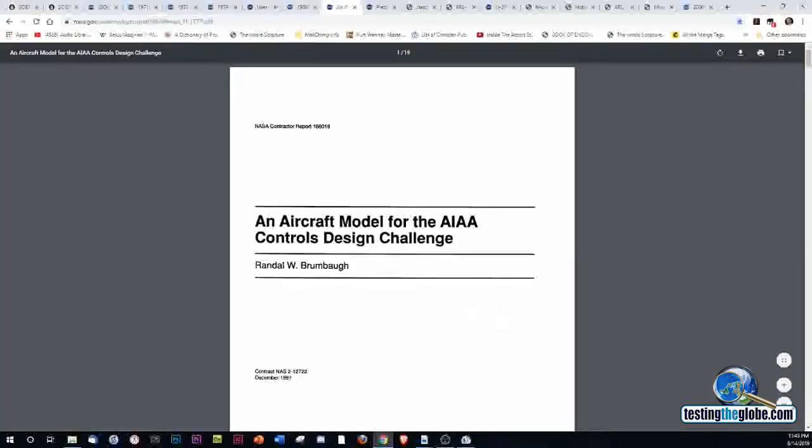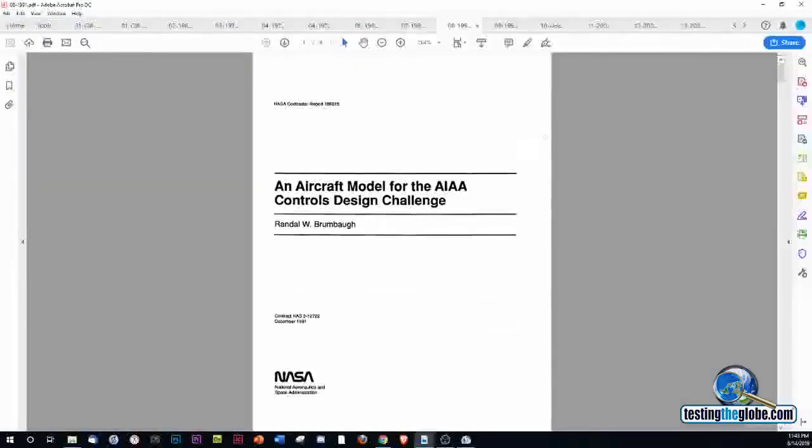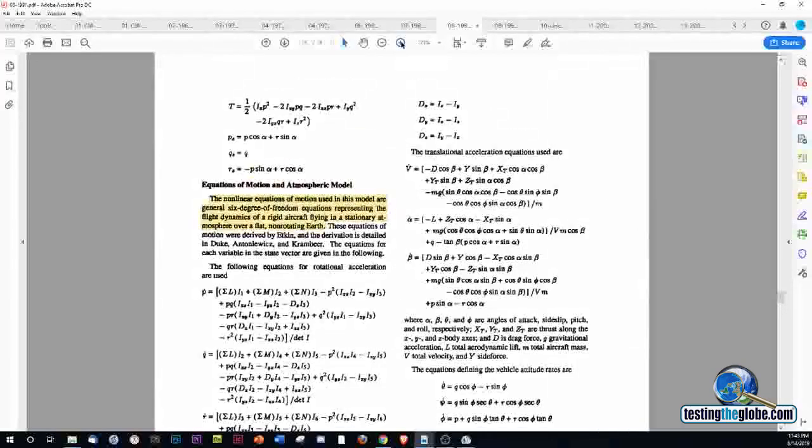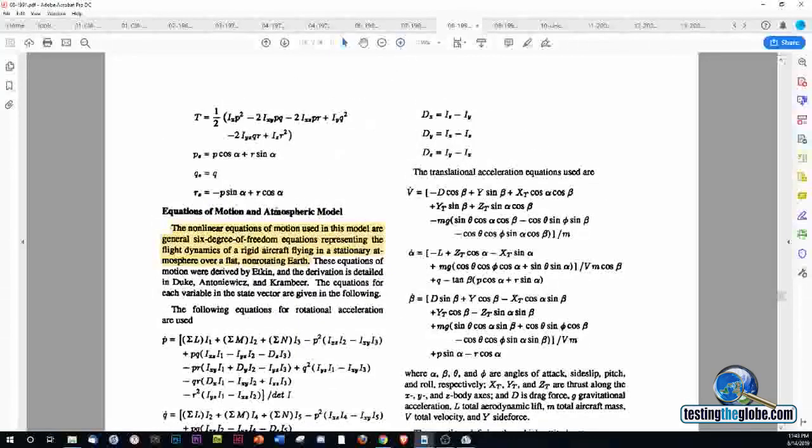NASA.gov, December 1991. Aircraft model for the AIAA Controls Design Challenge. On page 11, once again you have the equations of motion and atmospheric model. The nonlinear equations of motion used in this model are general 6 degree of freedom equations representing the flight dynamics of a rigid aircraft flying in a stationary atmosphere over a flat, non-rotating Earth. You guys starting to see a pattern here?